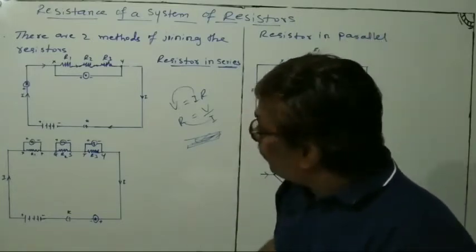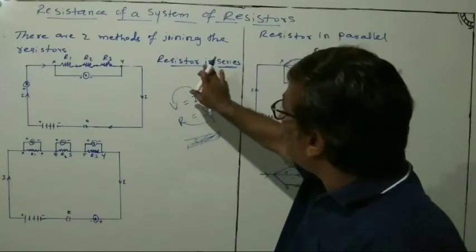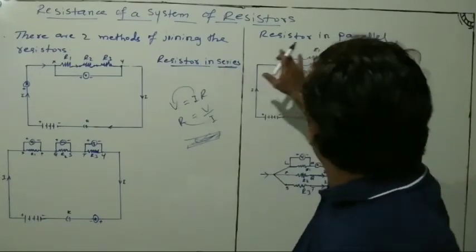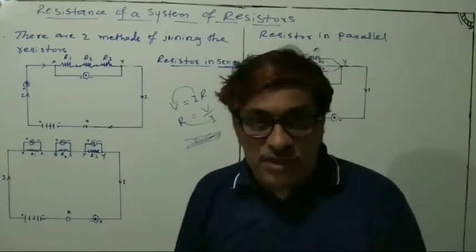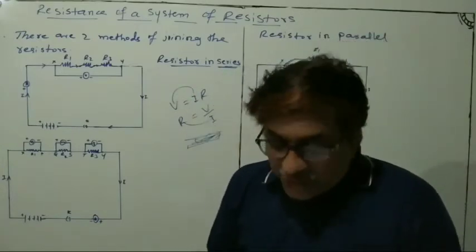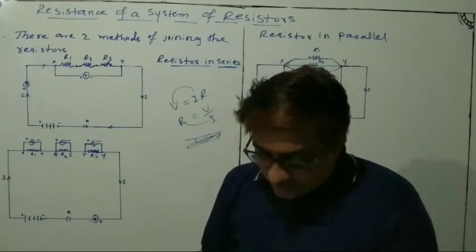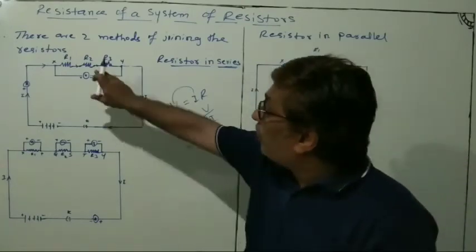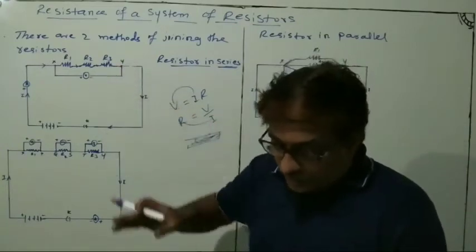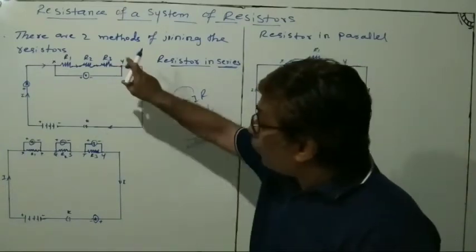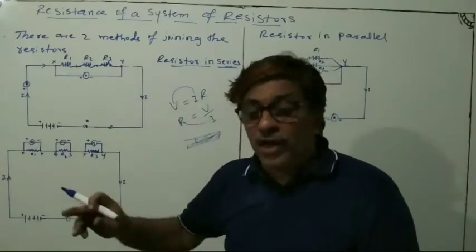Series resistors and parallel resistors. In series resistors, you see three resistors R1, R2 and R3. Look at the diagram here. R1, R2 and R3 respectively are joined one end to the other.